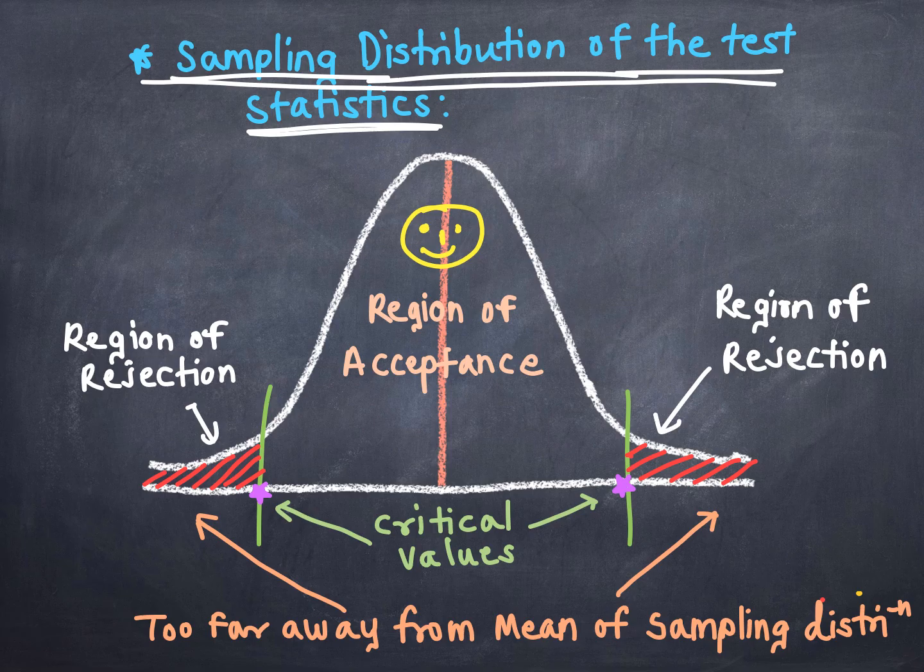So we are considering critical values for rejection and acceptance of our test. Too far away from the mean of the sampling distribution is considered the region of rejection. So we need to reject our null hypothesis if our value falls in the region of rejection.